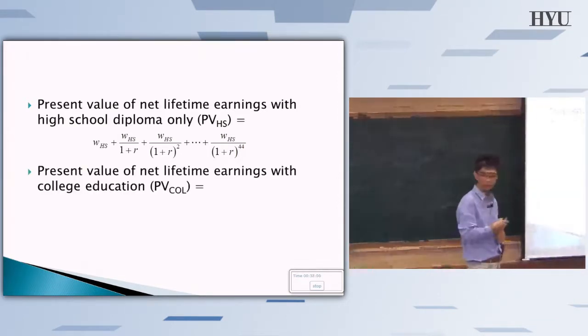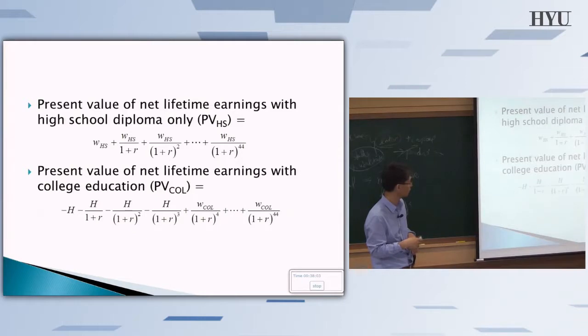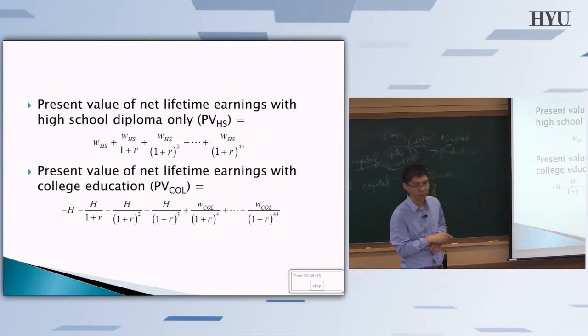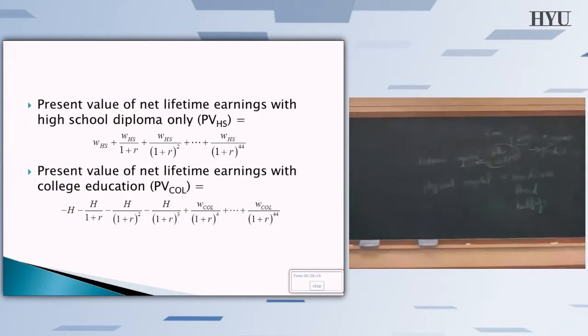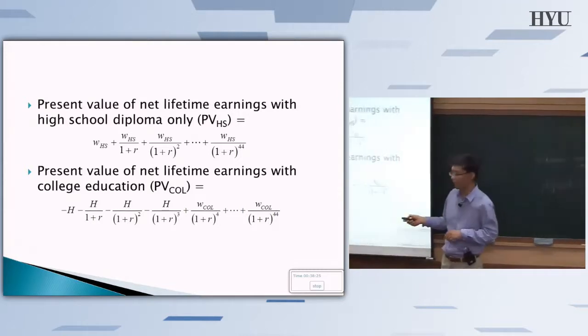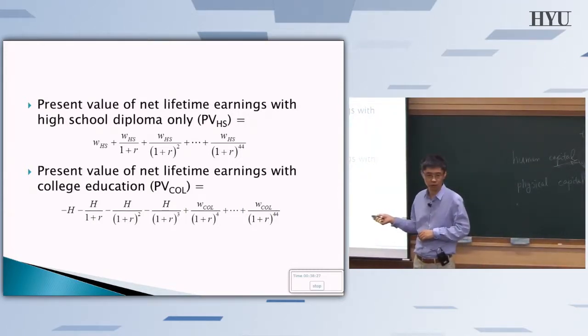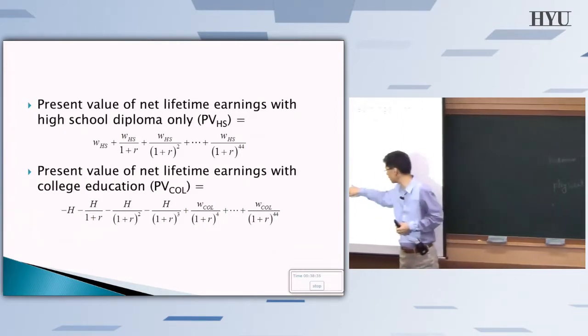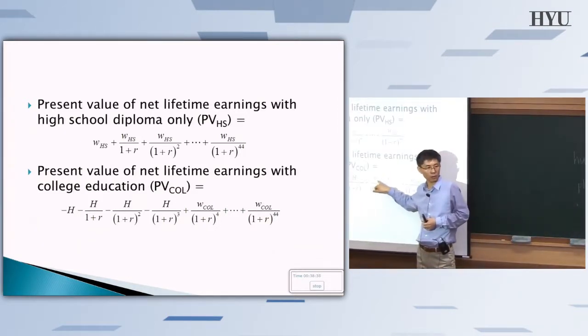How about the college path? We earn WCOL only after you graduate. Which means if we attend college for 4 years, each year you pay H. So you actually have negative earnings for the first 4 years. This year, minus H. Next year, another minus H, but it should be discounted because it's next year: minus H divided by 1 plus R, then minus H divided by (1 plus R) squared. And then after you graduate, you start earning WCOL, but it should be discounted.